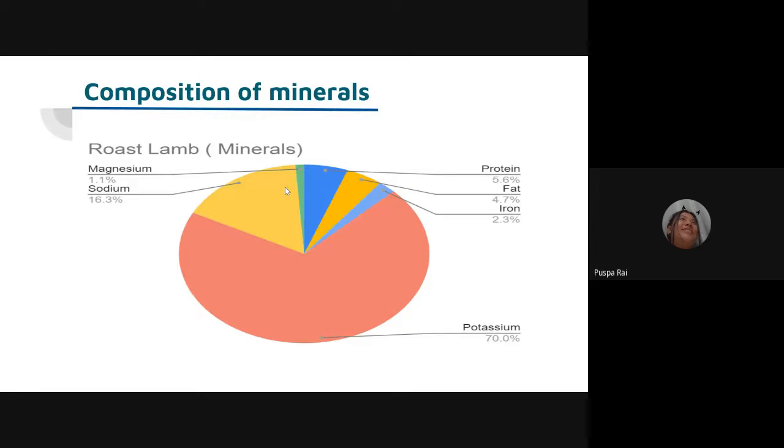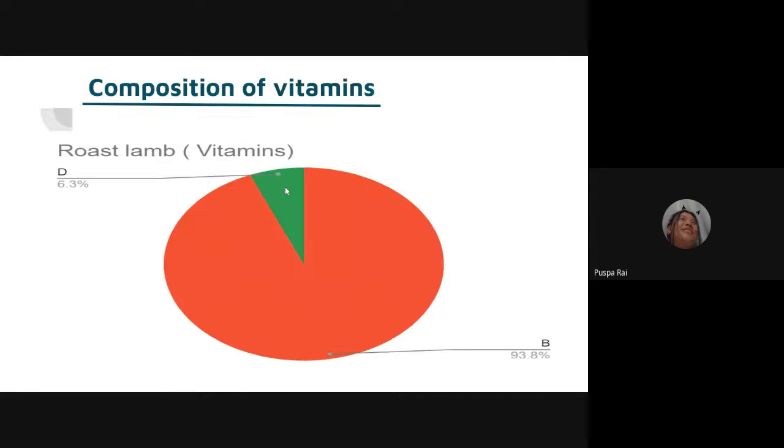Compositions of minerals are magnesium 1.1%, sodium 16.3%, protein 5.6%, fat 4.7%, iron 2.3%, potassium 70%. Next. Composition of vitamins are vitamin D 6.3%, vitamin 23.8%. Next slide.